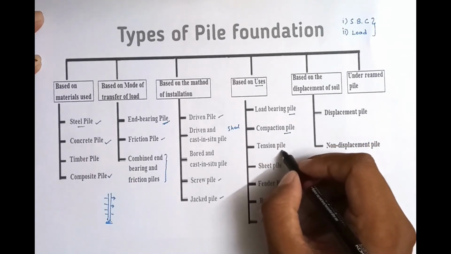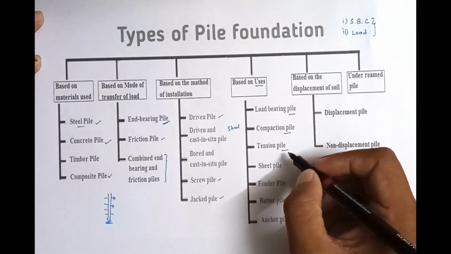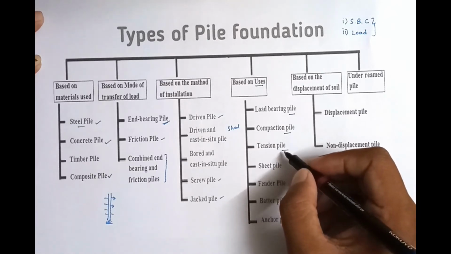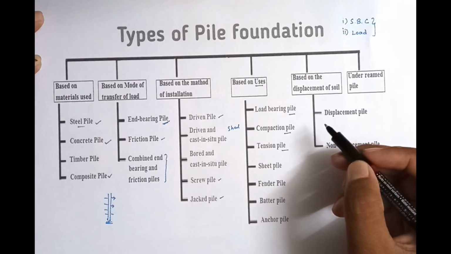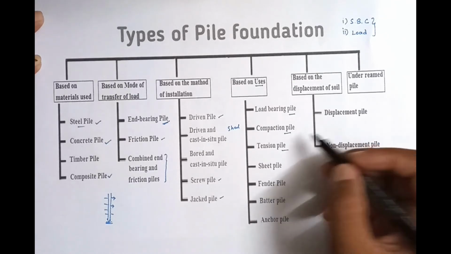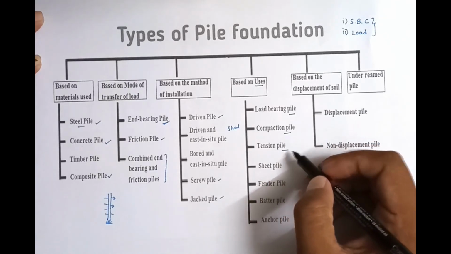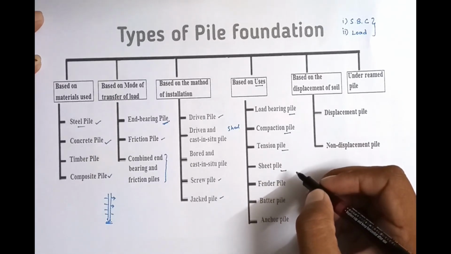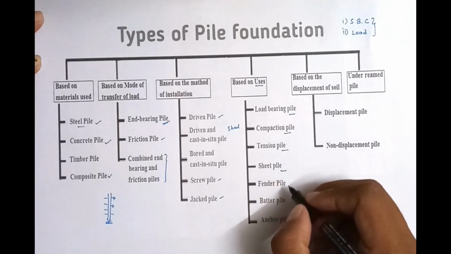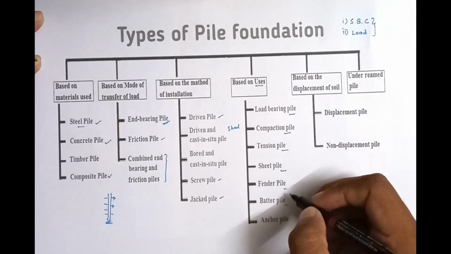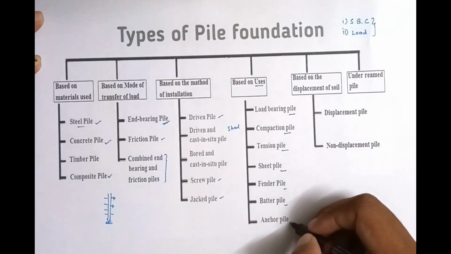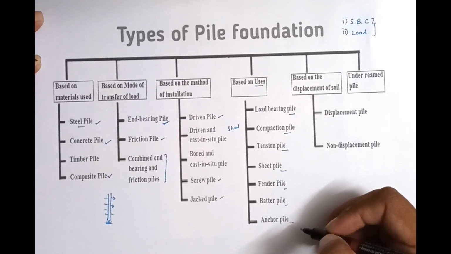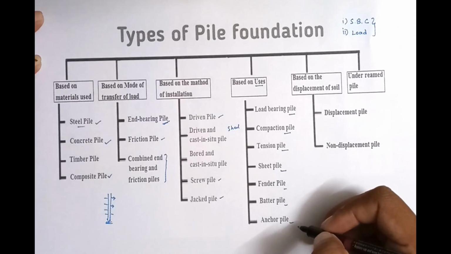Next is the tension pile. We make these tension piles in towers, whenever a transverse load acts on the pile foundation. Next, sheet piles. We go for sheet piles for retaining materials or structures. Then fender and batter piles are used for water retaining structures. Next, anchor piles. Anchor piles are used for grip purposes. Whenever grip is needed, the anchor piles will be used.